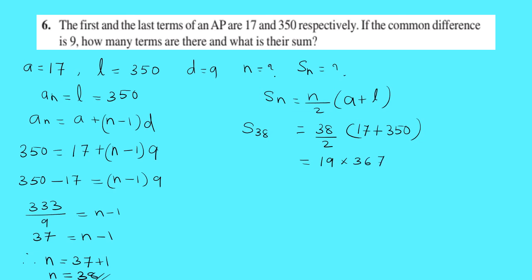367. 19 multiplied by 367 is equal to 6973. Therefore, S38 equal to 6973. So you have got n as 38 and S38 as 6973.